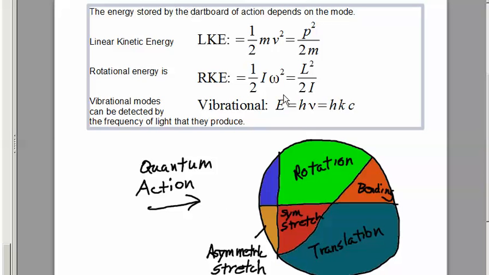So the energy stored by the dartboard when this quantum of action is thrown at it depends on what mode you're in. The translational kinetic energy, I call it linear up here. Linear kinetic energy is going to be 1/2 mv squared, or p squared over 2m. So I'm sending this quantum of action toward a carbon dioxide molecule, for instance, and when I send that, it's either going to cause the thing to accelerate linearly, to begin to rotate, or to begin to vibrate.